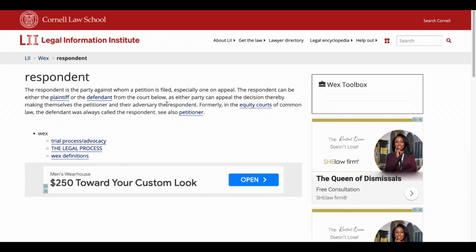Let me keep on reading a little bit more. In the court below, either party can appeal the decision, thereby making themselves the petitioner. You're going from one of these positions to a petitioner. That's where you're actually petitioning.